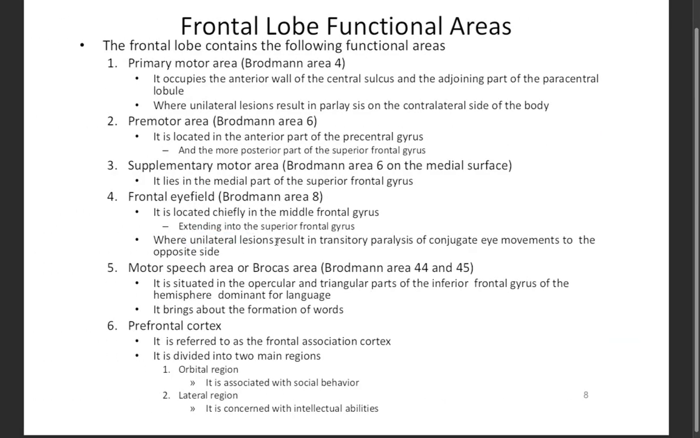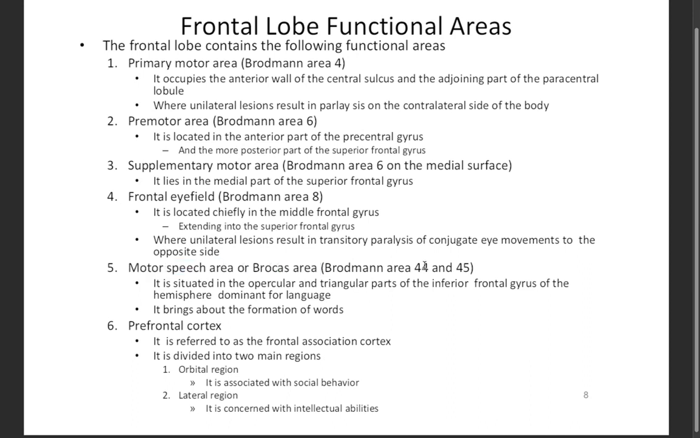And unilateral lesion results in a transitory paralysis of the conjugate eye movement. This area acts on the muscles of the eye. So conjugate eye movement to the opposite side, as we said, right to left and left to right. Fifth of them is the motor speech or the Broca area.